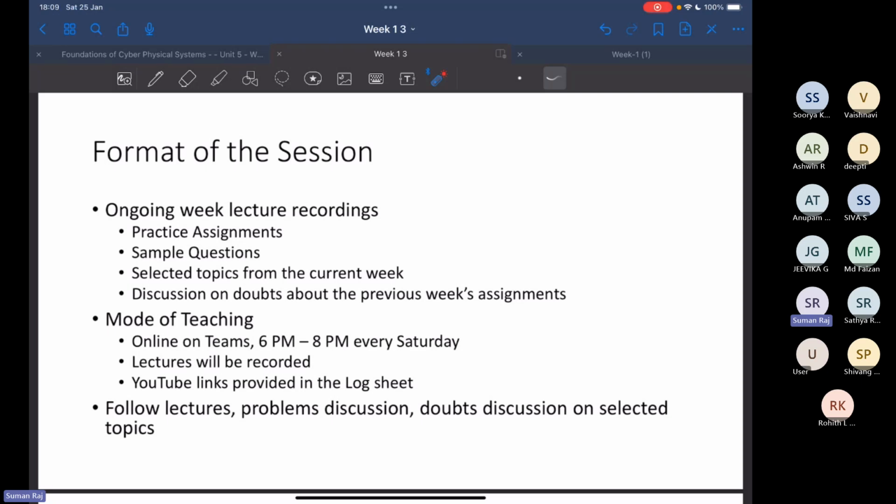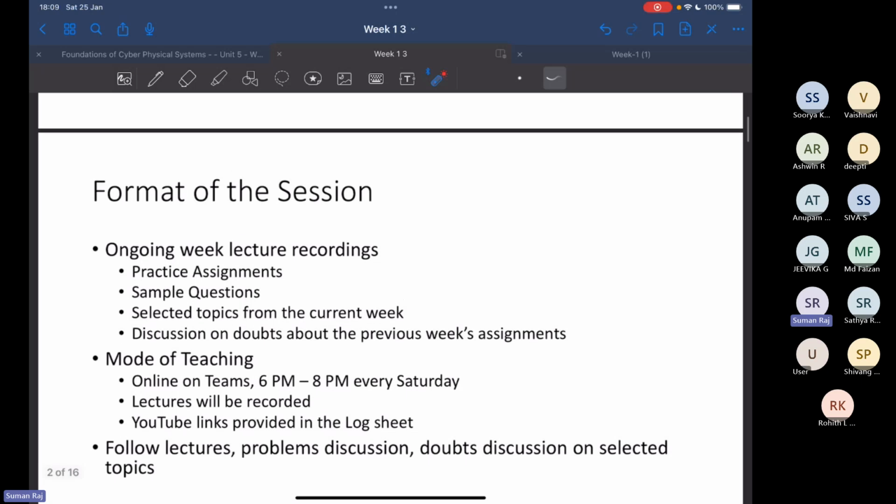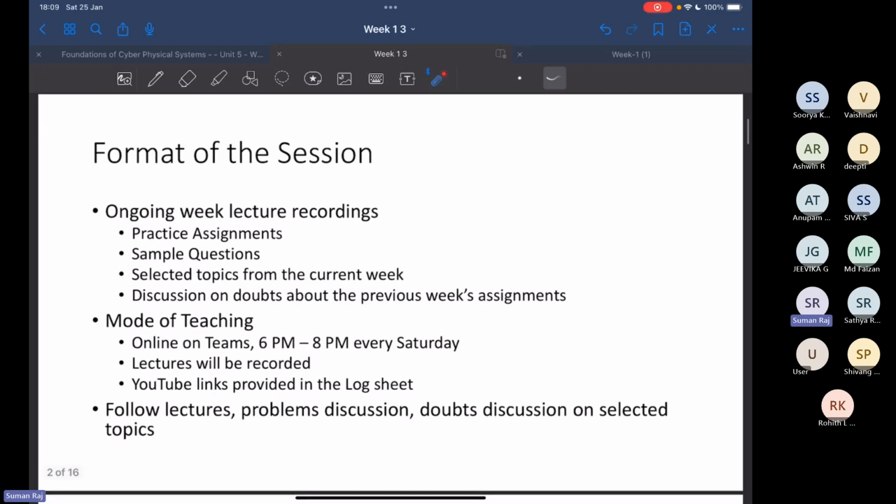We will be meeting 6 p.m. to 8 p.m. every Saturday, unless there is some other announcement, for example if something happens at my end and I have to reschedule. Otherwise, every lecture is going to be recorded, and the YouTube link for each lecture will be provided in the log sheet, which will be shared with all of you. It will also have the materials I am going through right now. Whatever I'm presenting, I'll upload as a PDF to the drive link that I'll share in the log sheet. So this is the mode of teaching.